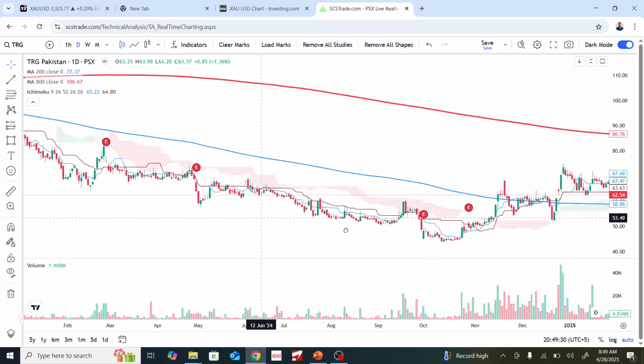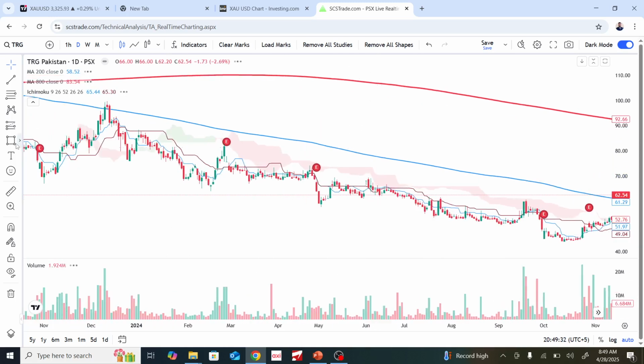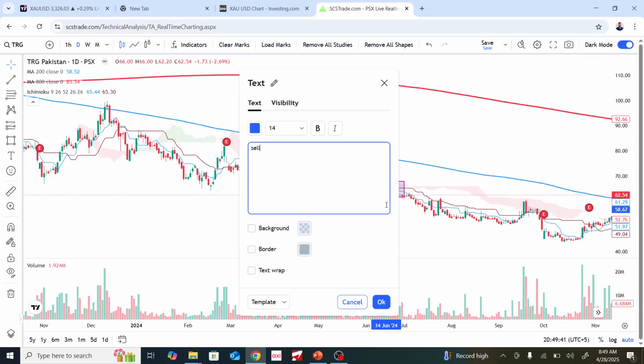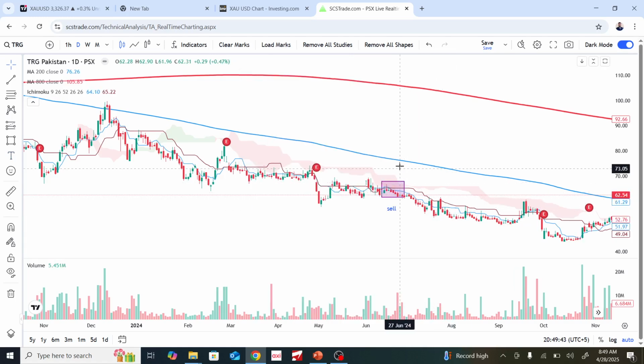Now these are some sell scenarios. This is a perfect sell scenario. Why? Because moving average 200 is above, moving average 800 is above, the cloud is red, and the conversion line and baseline are above. So this is a perfect sell scenario. That was also a sell scenario. Place stop loss above the cloud.